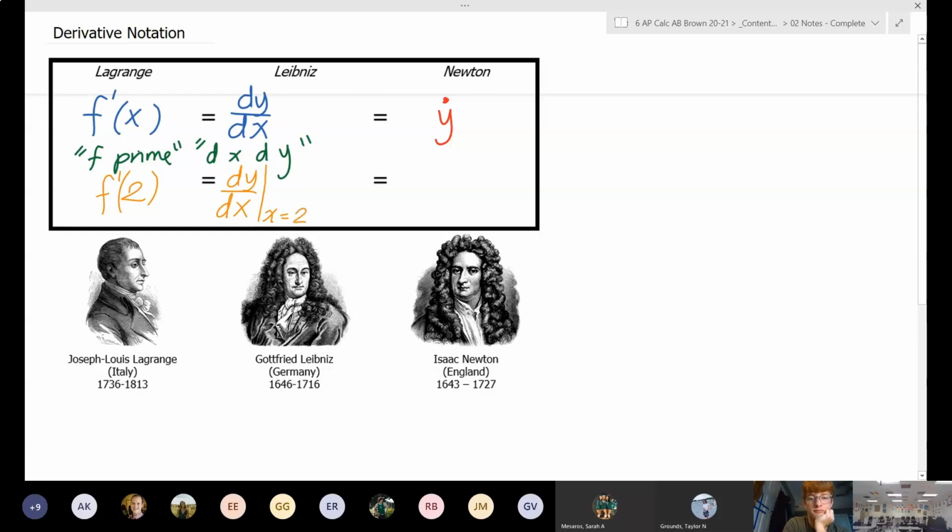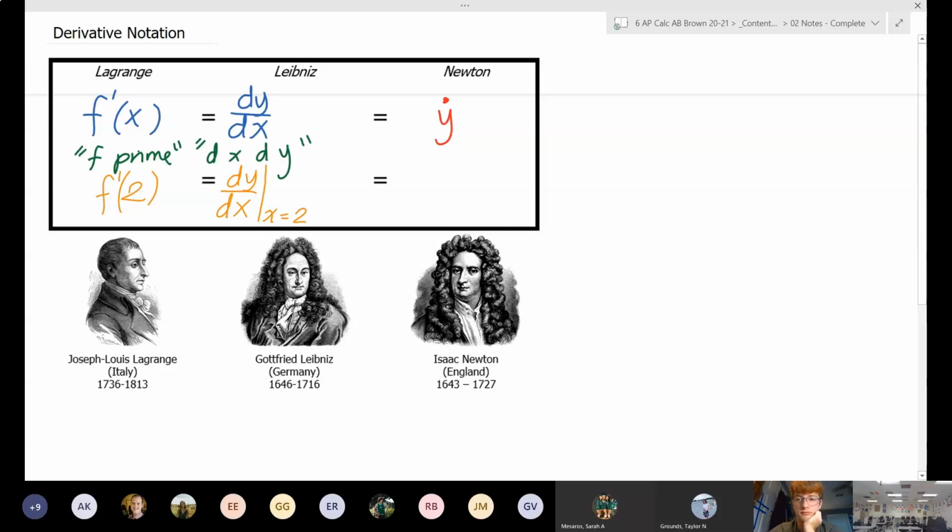Leibniz is a little bit more clumsy to use when you're plugging it in. It has its own applications. So for the most part, you'll see me using the Lagrange notation, especially in this unit. But do know that Lagrange and Leibniz notations can be used interchangeably.